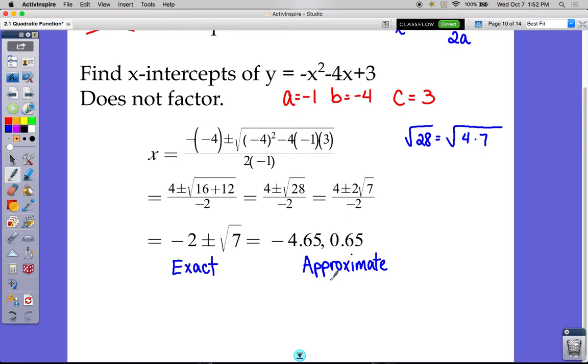So we only want to use those decimal answers for graphing purposes. All right. So it asks us to find the y-intercepts. So now we know where this graph crosses the x-axis, the x-intercepts. And we do that either by factoring or quadratic formula. If you can factor, great, because it's a lot less work.